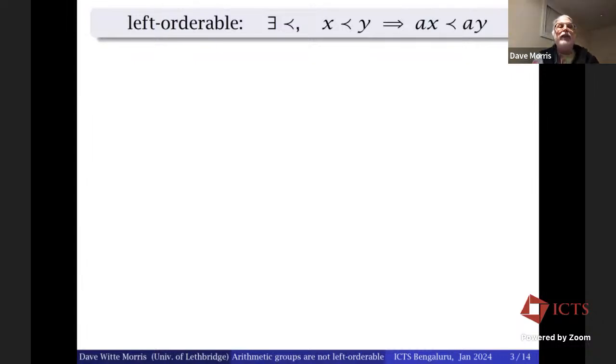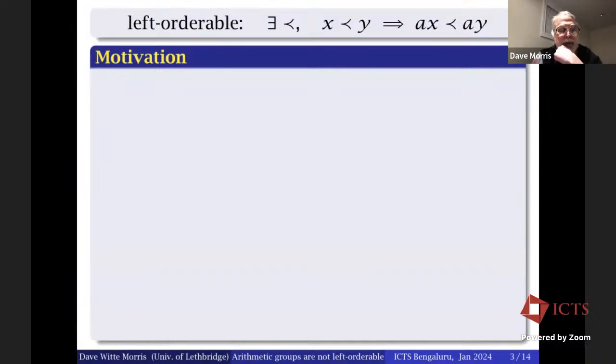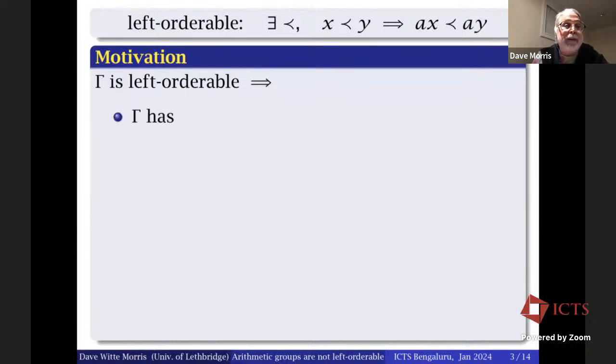But let's look at why people talk about this. This is one of the basic topics in algebra, or at least in group theory. I'll talk about a few motivations for why people study this. The point is that if gamma is left-orderable, then it has some good properties. The first thing is that people who study groups are often interested in their actions. So you want to know what the actions of gamma on some particular space are, or even just whether there exists an action on some particular space. Left-orderable means that there is an action of gamma on the real line R.